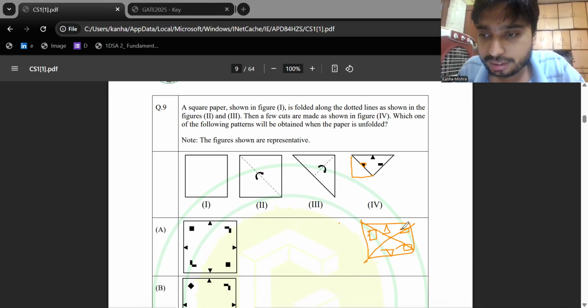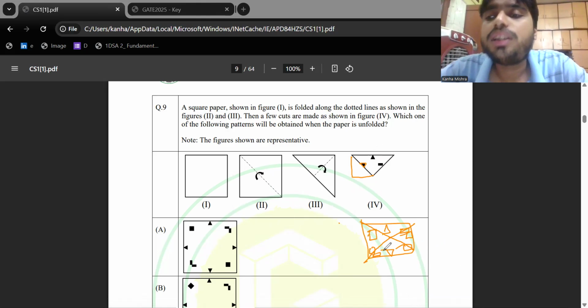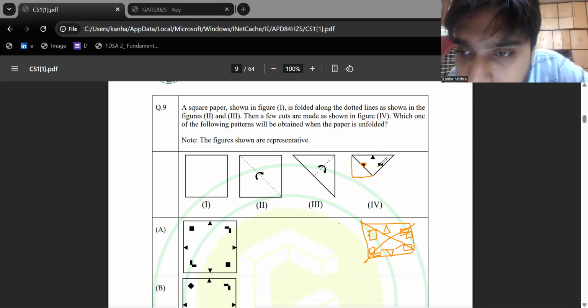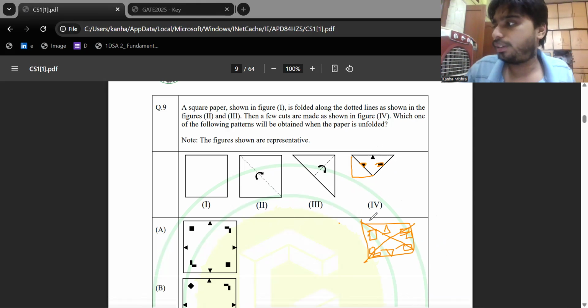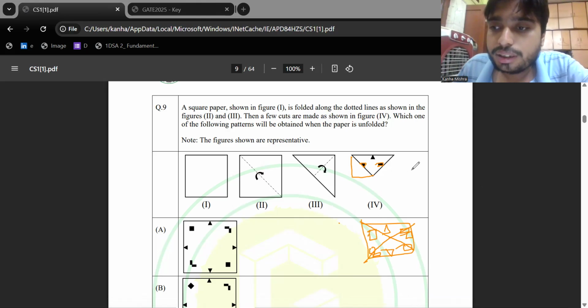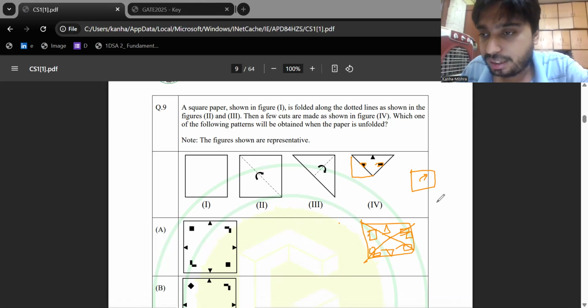Same, this would look something like this, because as you can see, if I fold a paper, let me try to show it if there is any paper nearby. So if I fold this paper once, like over this, then this is what the paper will look like.